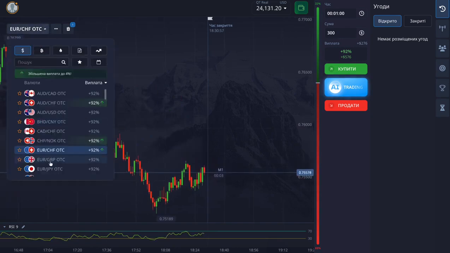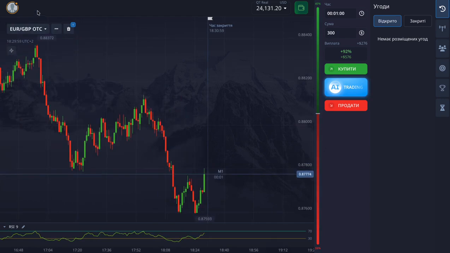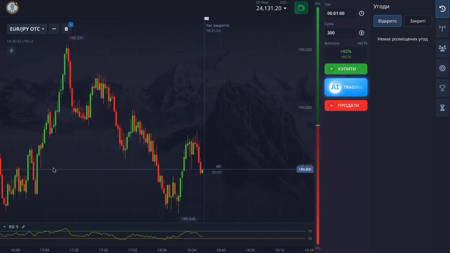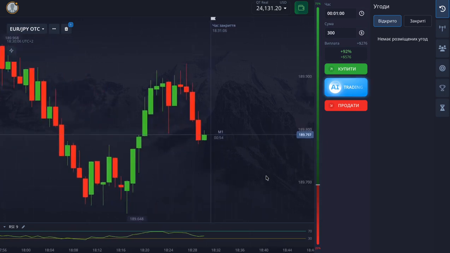Okay, let's see where we can enter. I don't see any situation yet. The most important thing is not to rush, because this is a short-term indicator, and if you rush, you'll make a mistake, friends, and there will be no success.